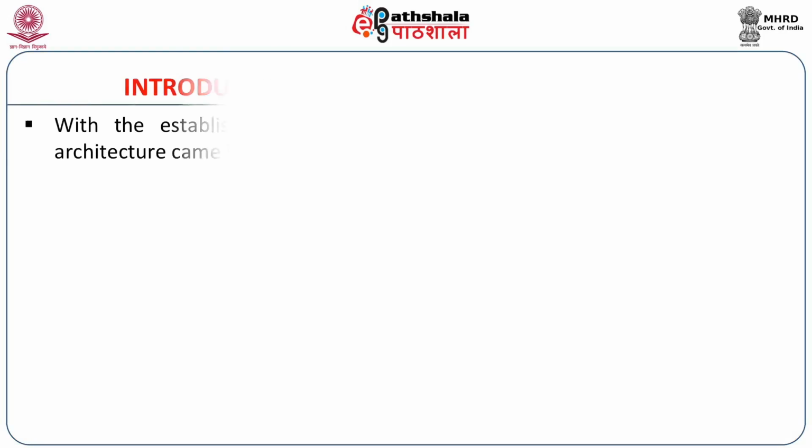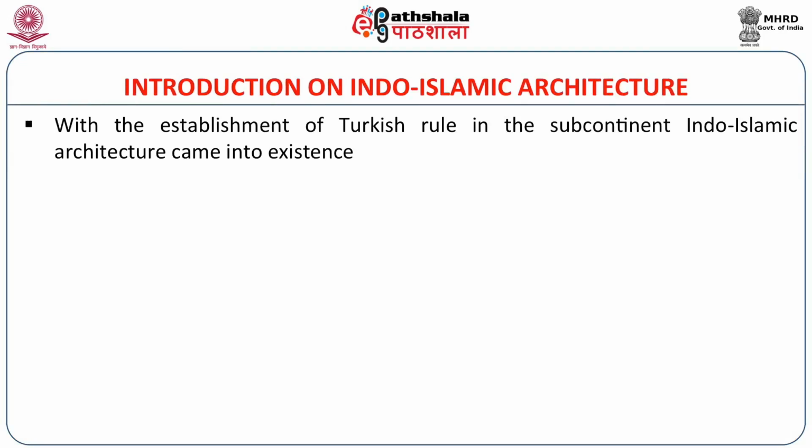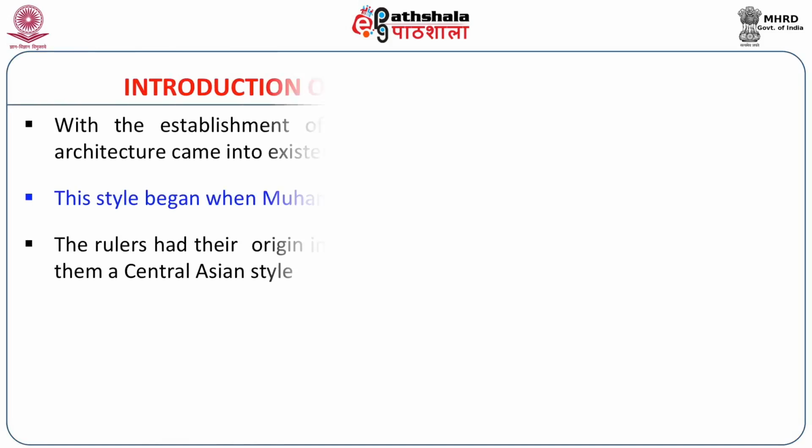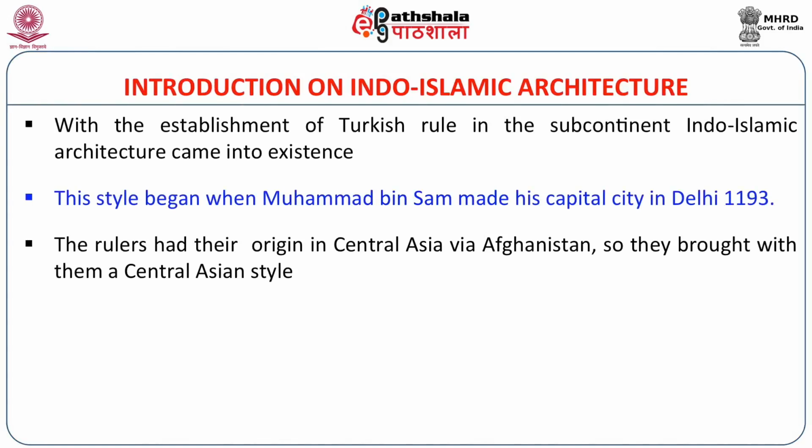So when we are talking about the architecture of the Delhi Sultanate, it denotes a special kind of architecture which we generally call Indo-Islamic architecture, because with the establishment of the Turkish rule in the subcontinent, Indo-Islamic architecture came into existence when Muhammad bin Sam made his capital in Delhi in 1193, that is at the fag end of the 12th century AD. These rulers had their origin in Central Asia and they came via Afghanistan. So naturally they brought with them a Central Asian style of architecture in mind.